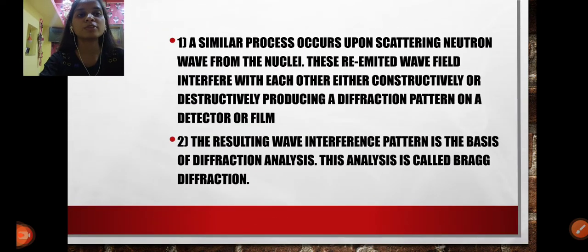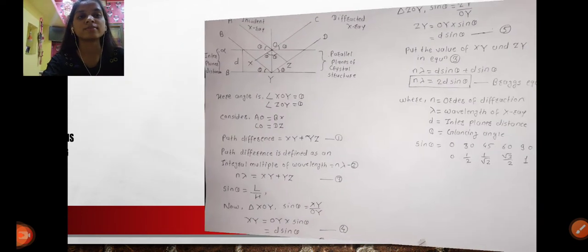Then a similar process occurs upon the scattering of neutron waves from the nuclei. This re-emitted wave field interferes with itself either constructively or destructively, producing a diffraction pattern on a detector or film. The resulting wave interference pattern is the basis of the diffraction analysis. The analysis is called Bragg's diffraction.